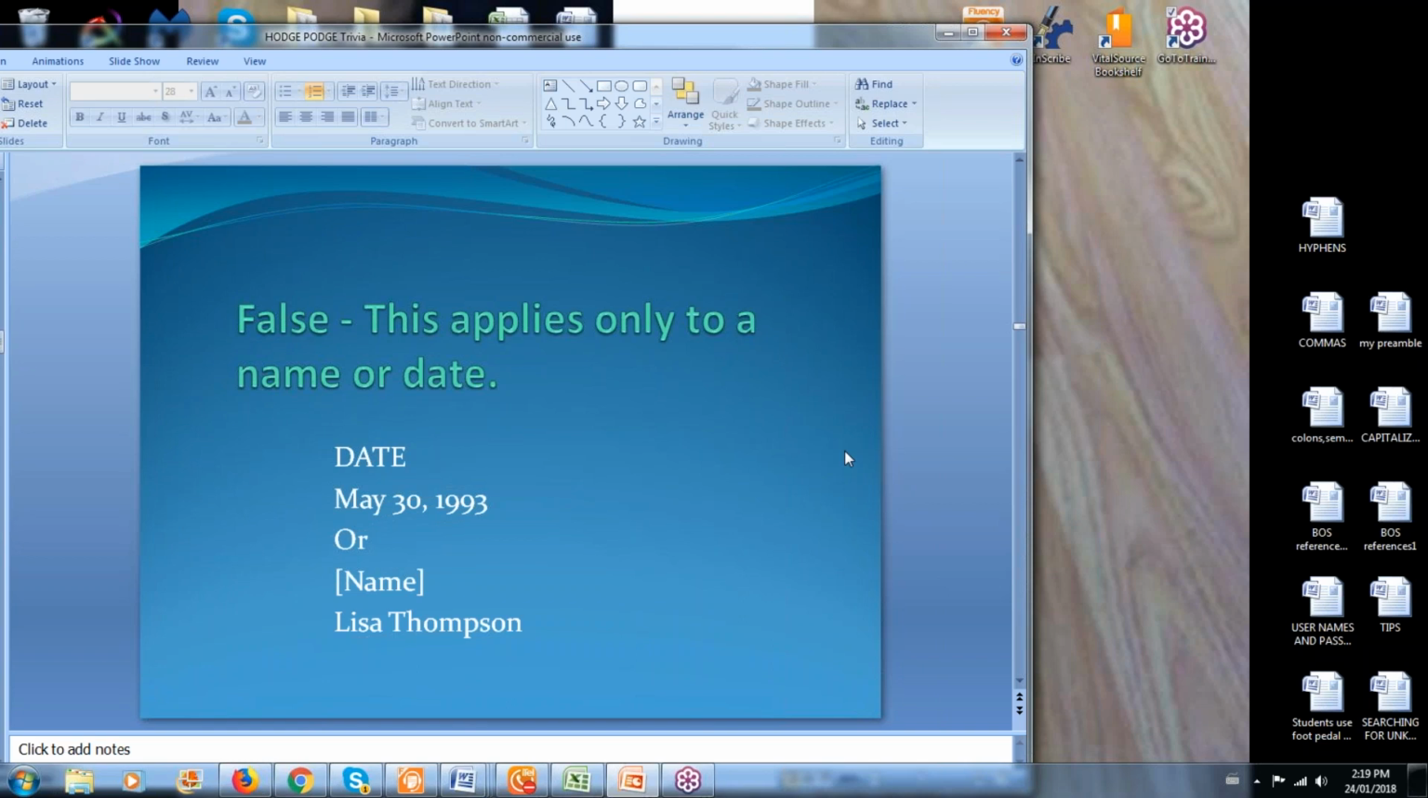So remember that. So I have a couple of examples here. If you have the heading date and then May 30th, 1993, you don't have to put a period after that. And the same if you see name and just the name underneath, or sometimes you'll see surgeon and then doctor name underneath. You don't have to put a period after those because they stand alone.